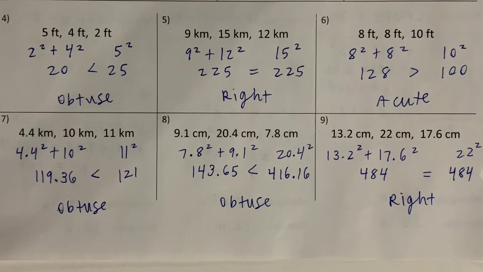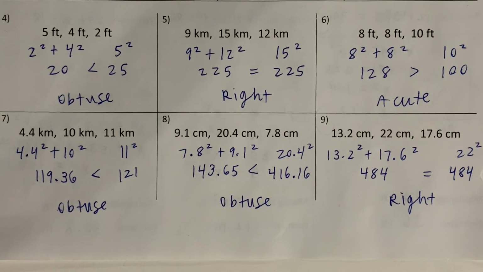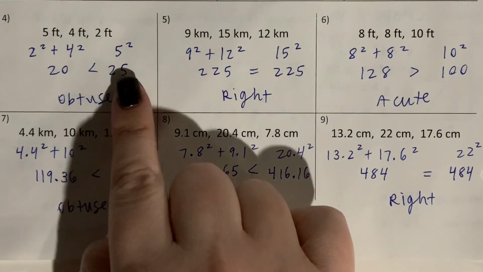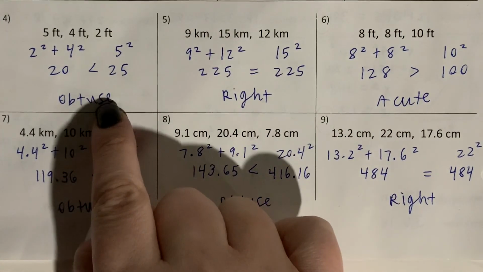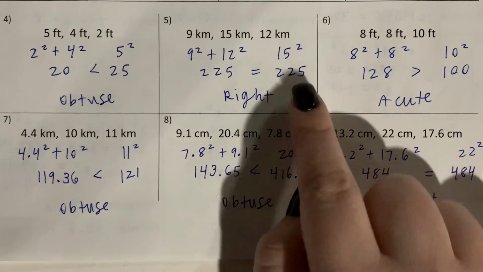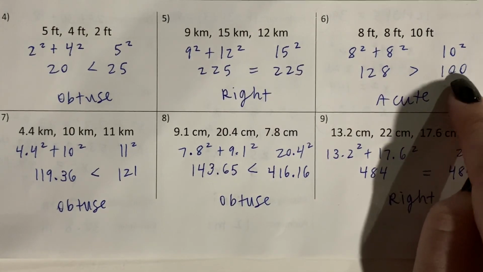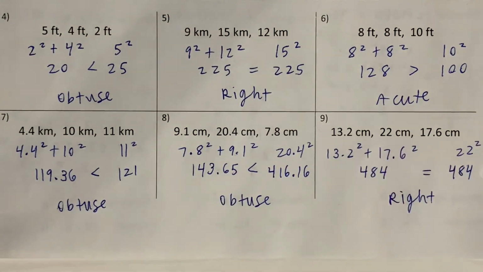And here you can check how you did on these last 6 You-tries. Take a moment, look at the inequality statements and at how you classified the triangle. Notice in You-try 4, my c squared was bigger, so it was an obtuse triangle. You-try 5, my c squared was equal, so it was a right triangle. You-try 6, my c squared was smaller, so it was an acute triangle.